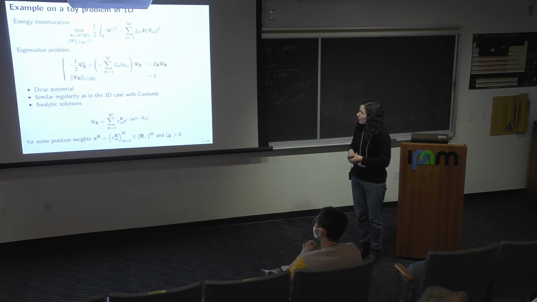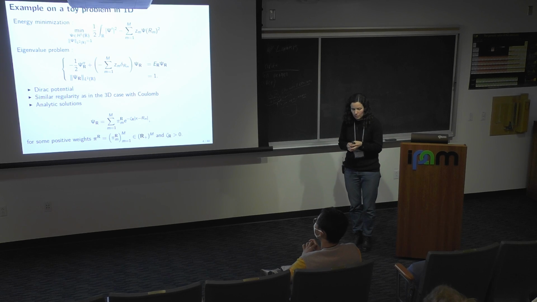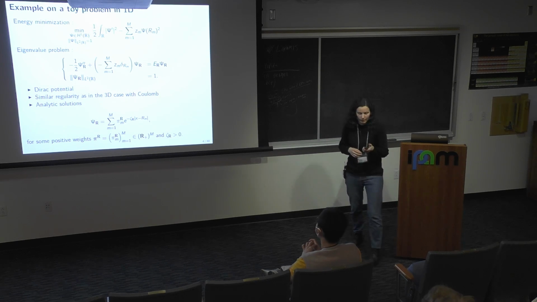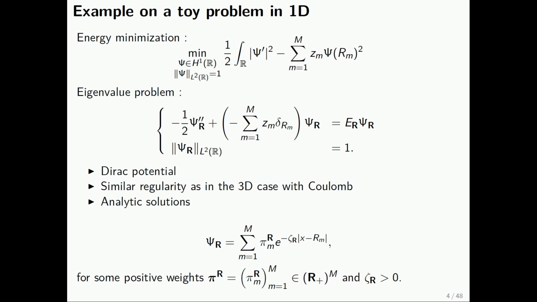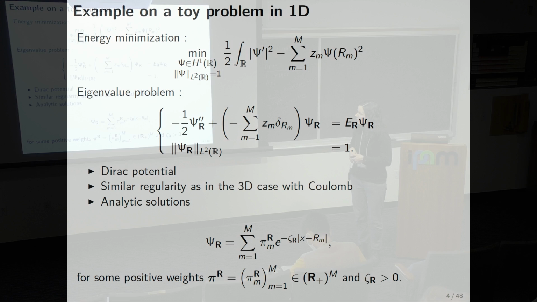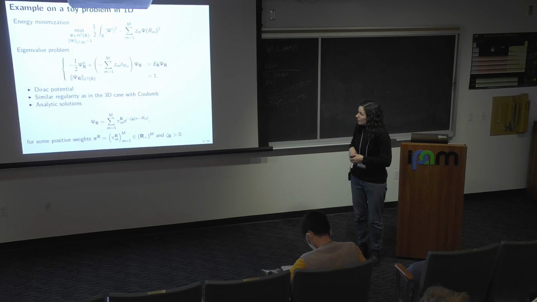Okay, and so to do so a bit rigorously, I will simplify the problem even more and consider really a toy problem in 1D. The energy functional is just this, and if we look at the eigenvalue problem, maybe it's easier to see. Here, this is the Laplace term, so just a second derivative, and then the potential I am considering consists of Dirac delta potentials centered at the nuclei positions and with charge Z_m.